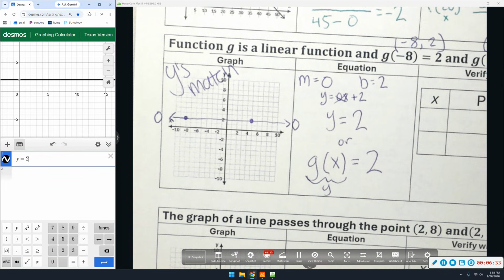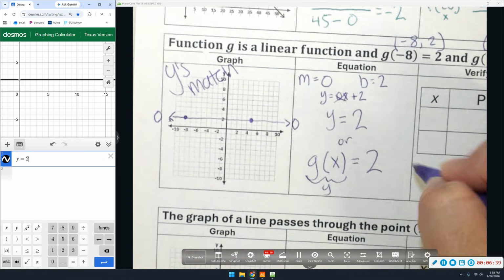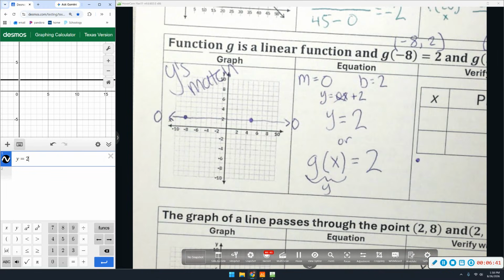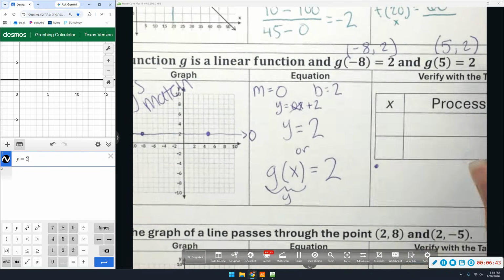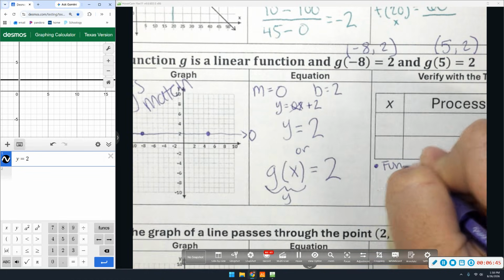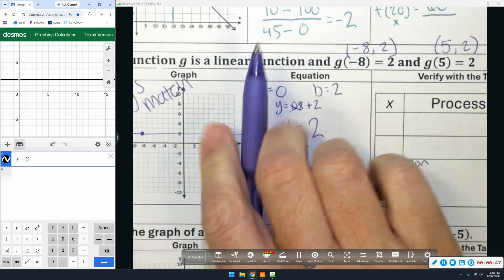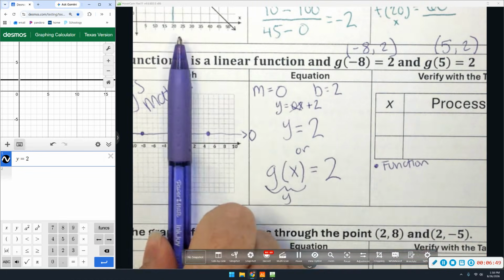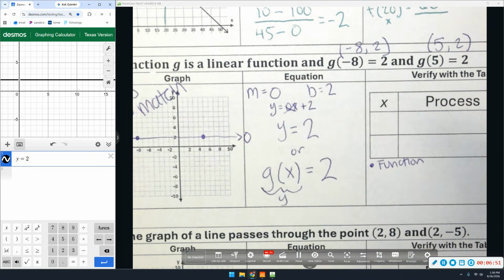I will say our calculators growing up would do this one, but they wouldn't do our next one. So y'all are lucky, y'all's does. Okay, first off, function or not a function? It is a function. Think about it. If I do vertical line test, does my pen ever touch the line more than once? No, so that's why it's a function.